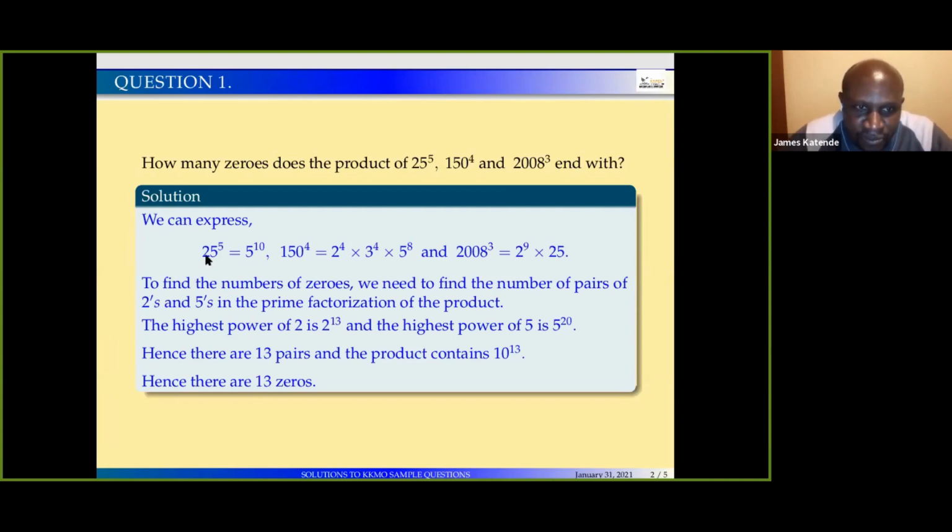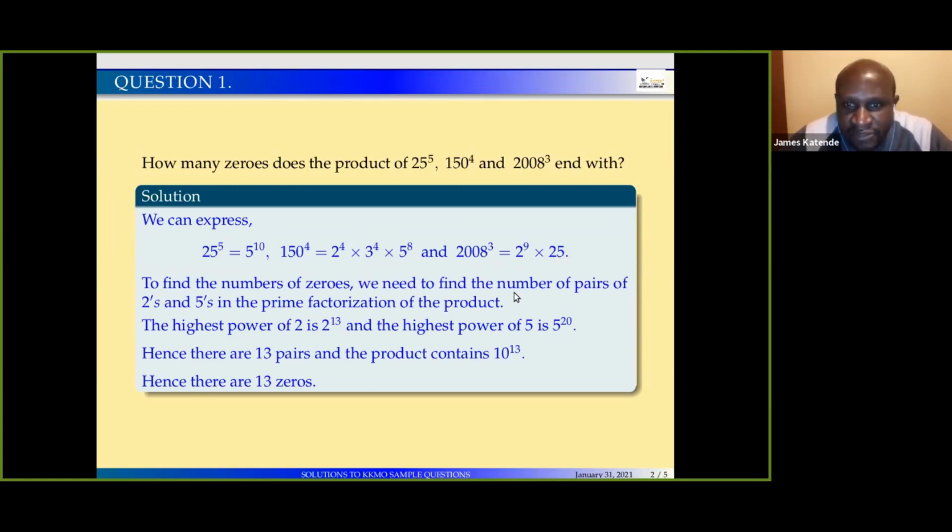So when you get a prime factorization of 25 raised to 5, it will be 5 raised to 10. Prime factorization of 150 raised to 4 will be 2 raised to 4 times 3 raised to 4 times 5 raised to 8, because 150 is 25 times 2 times 3. So if you split it into the prime factorization, that's what you get. 2008 cubed will be 2 raised to 9 multiplied by 25, or 5 squared, if you like.